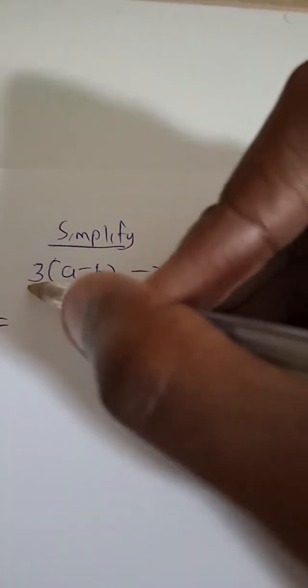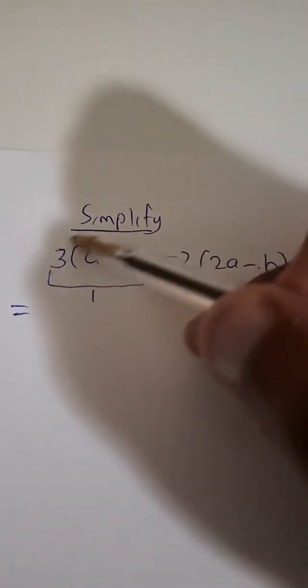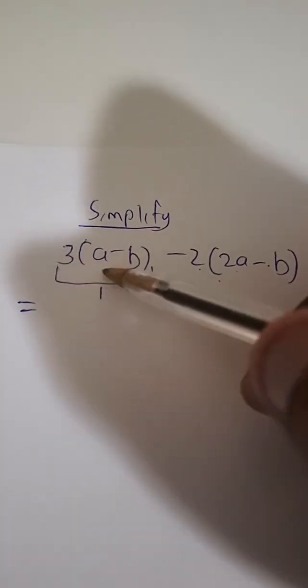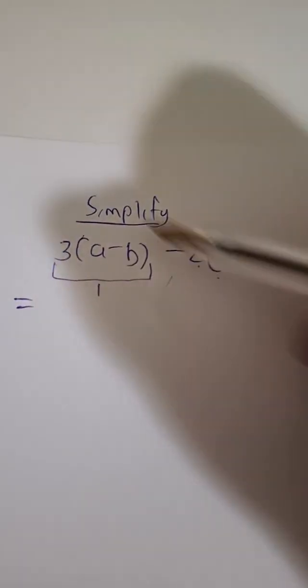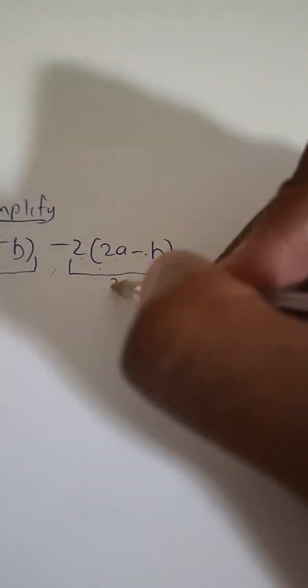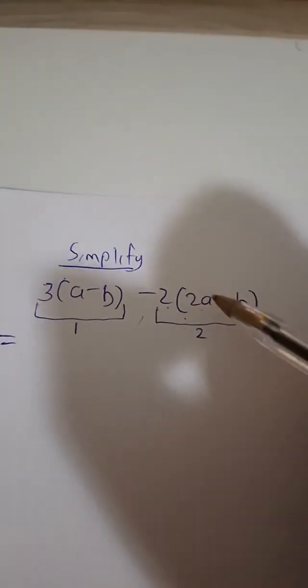Why? The brackets combine the terms. So this is 1 term. This bracket, what it does to this a minus b is it makes it 1. And then this 3 and this bracket have a relationship of multiply. So this becomes 1 term. Also, this is another term. So this is my 2nd term. And this minus separates term 1 and term 2.